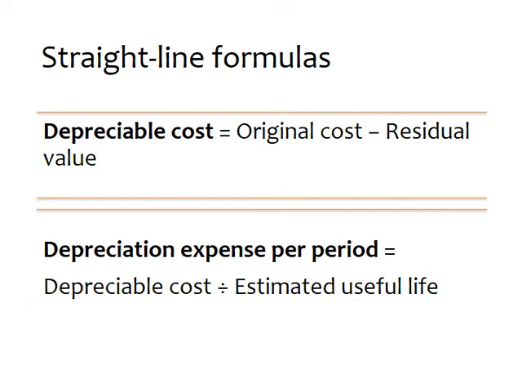We have two basic formulas when using the straight-line method. The first is depreciable cost is equal to the original cost less residual value. Depreciation expense per period is equal to the depreciable cost divided by the estimated useful life.